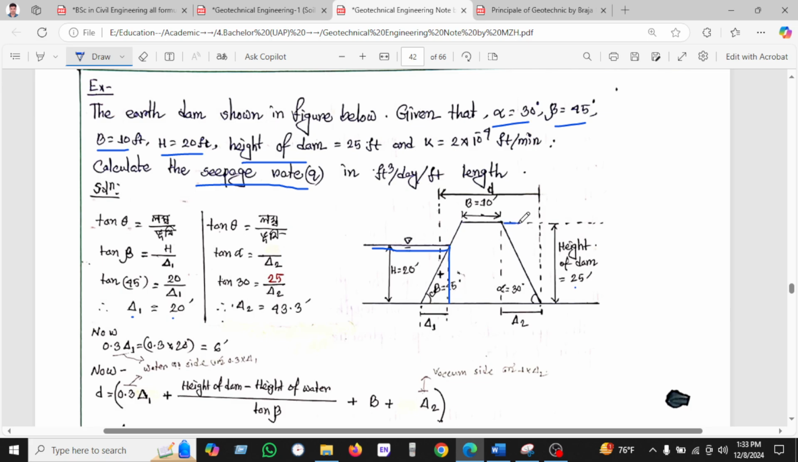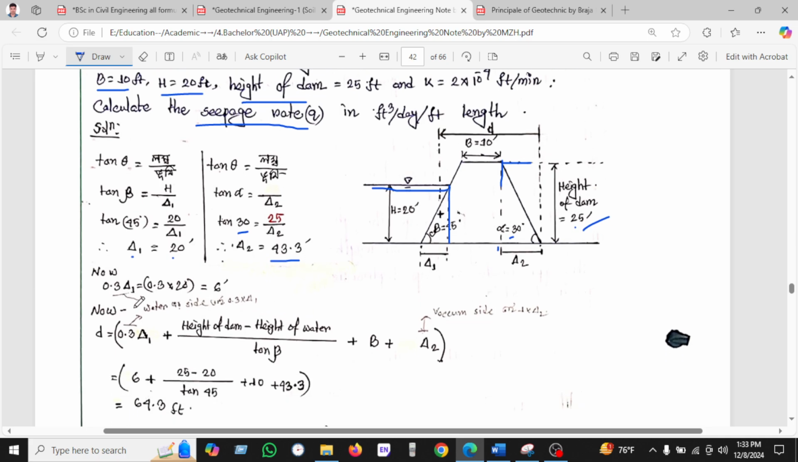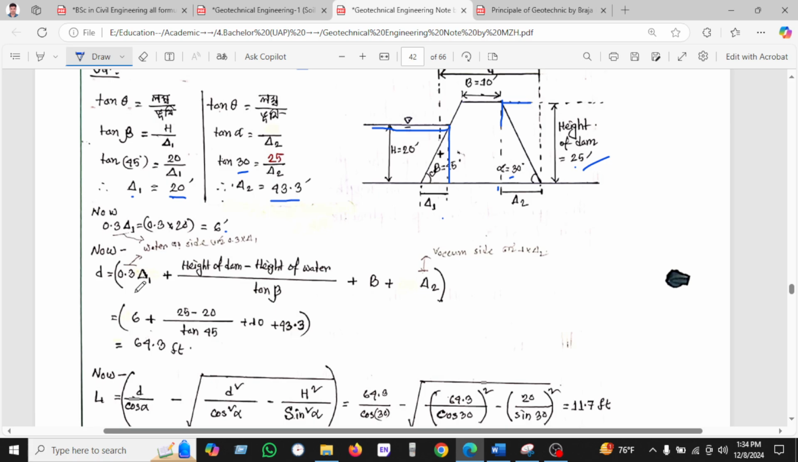On the other hand, we will calculate this portion of delta in the same way, tan equal to height over length. So we will use the height 25, as we can see here, and alpha equal to 30, and delta 2 is found to be 43.3 feet. So now 0.3 delta 1, with delta 1 we know is 20 feet, gives 6 feet.